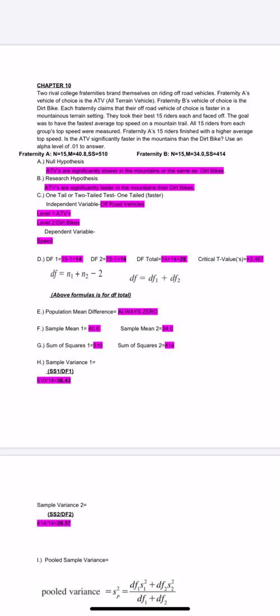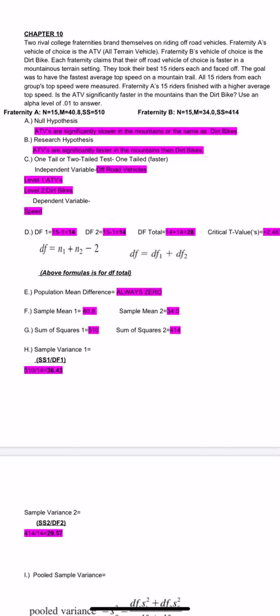Fraternity A's 15 riders finished with a higher average top speed. Is the ATV significantly faster in the mountains than the dirt bike? Use an alpha level of 0.01 to answer. So we're given some data here. We're given fraternity A's N, which is 15, mean, which is 40.8, and sum of squares, which is 510. We're given fraternity B's N, which is 15, M, which is 34.0, same as 34, and SS, which is 414.